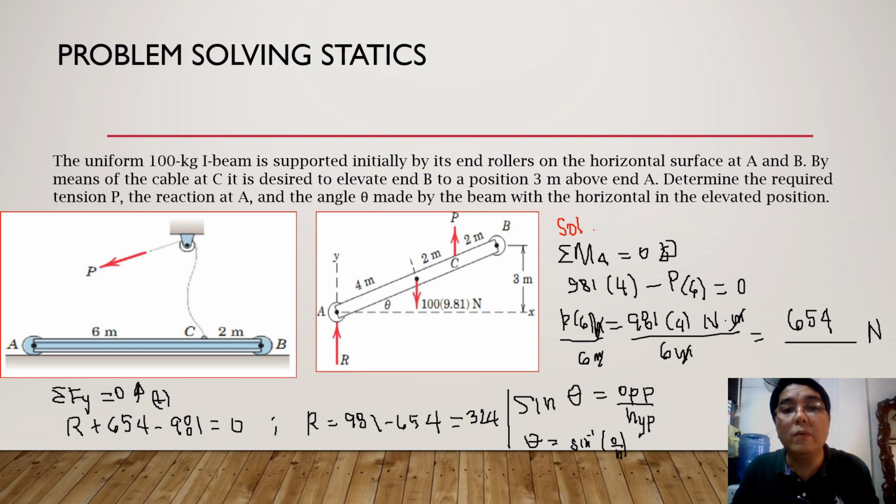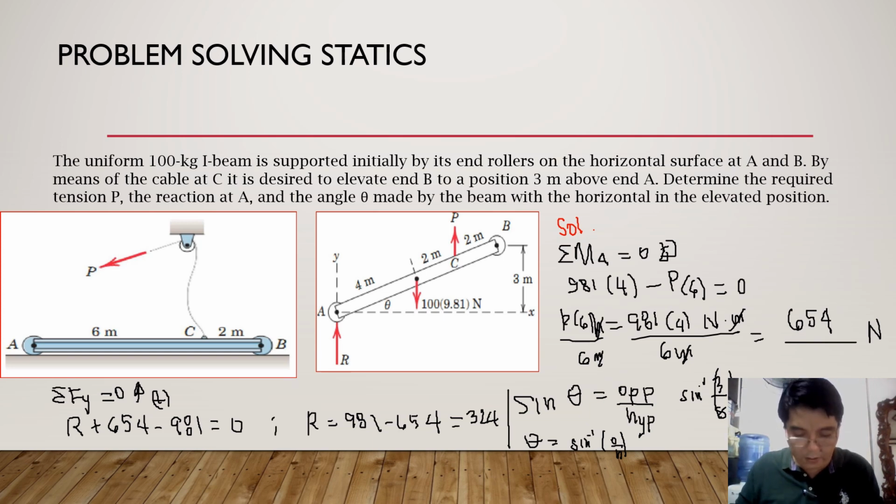Alright, so theta natin, what is our opposite side? Opposite is 3. That will be 3 over 8. That will be 8. And we have arc sine of 3 over 8. So there you have it. That will be your theta. So what will be our theta? 3 over 8. Inverse sine of the answer. So that is 22 degrees, 1 minute, 27.53 seconds.